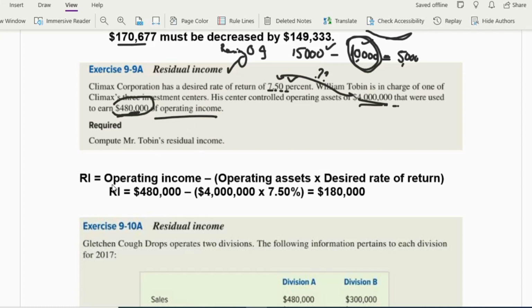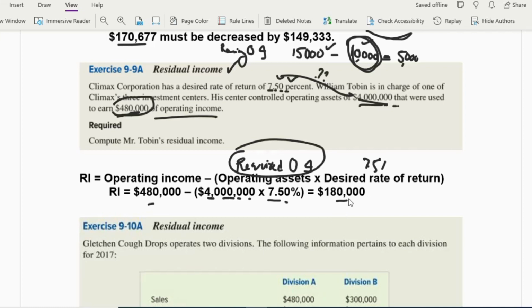So the formula for residual income is operating income minus required operating income, or you can say desired operating income. So how do we calculate that? Desired return: operating assets multiplied by the desired rate of return, which is 7.5%, and the operating assets are 4 million. When I multiply them, I get my required operating income, and when I subtract it from my actual operating income, I get my residual operating income.